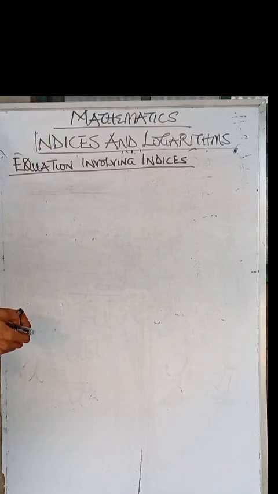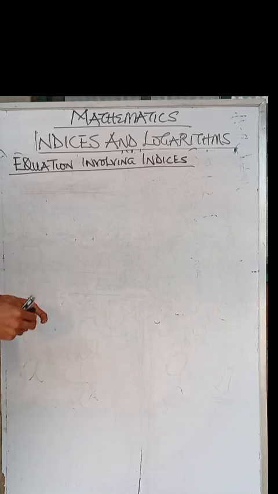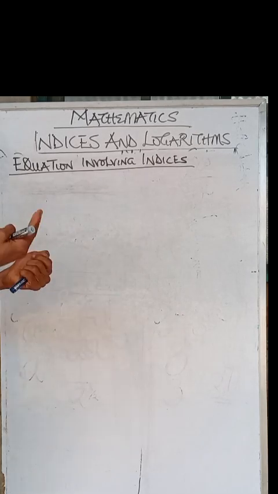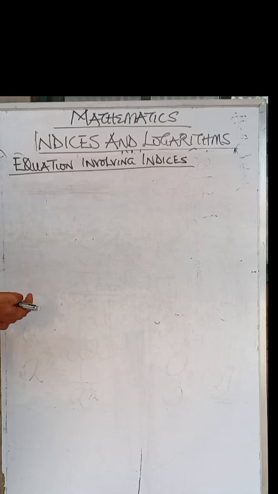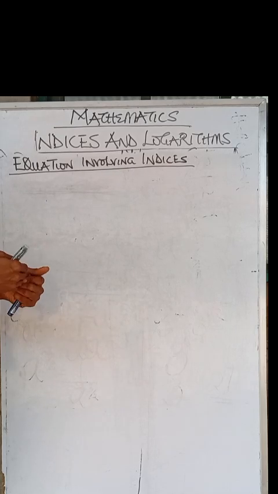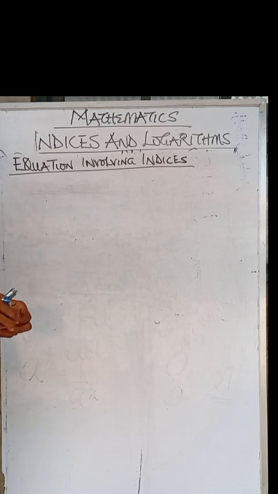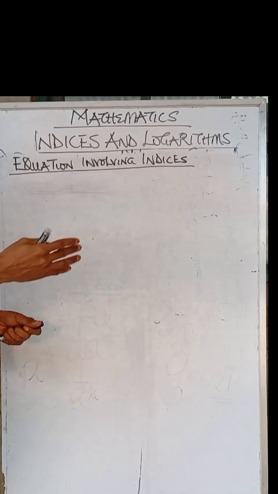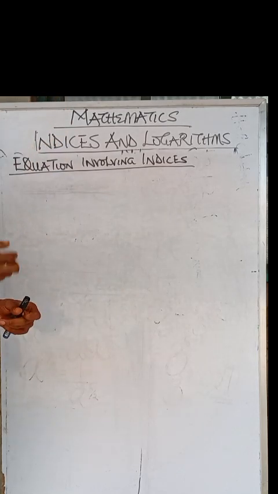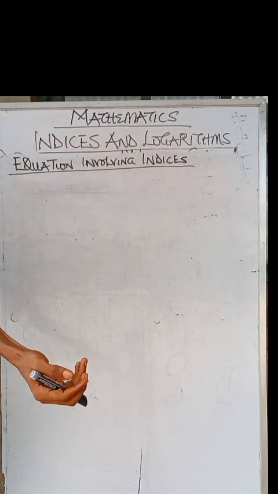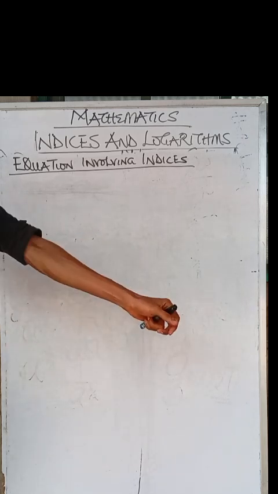Right, from the former class we talked about the laws of indices. We have the multiplication law, the division law, and then the power law. The power law is subdivided into the zero power law, the fractional power law, and the negative fractional power law. In my last videos, I expatiated more on those laws, so you can go back and watch them from the beginning to the end.